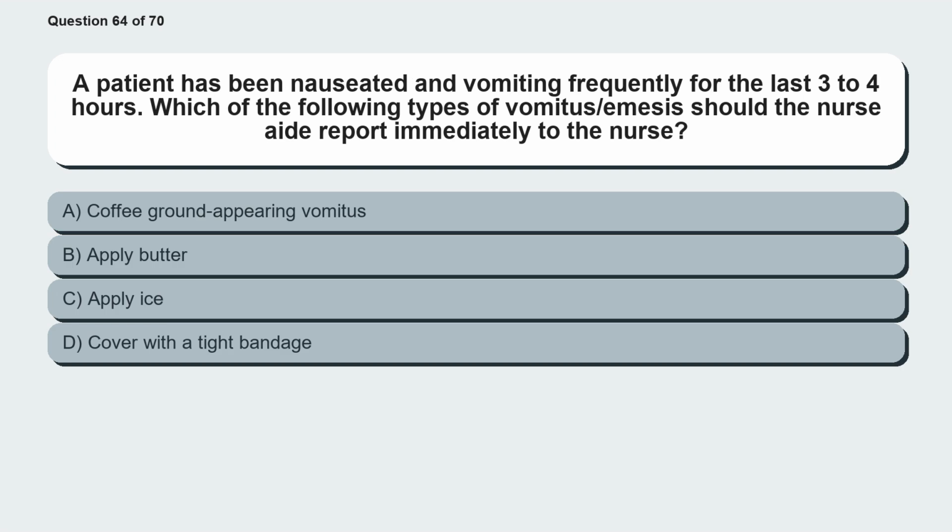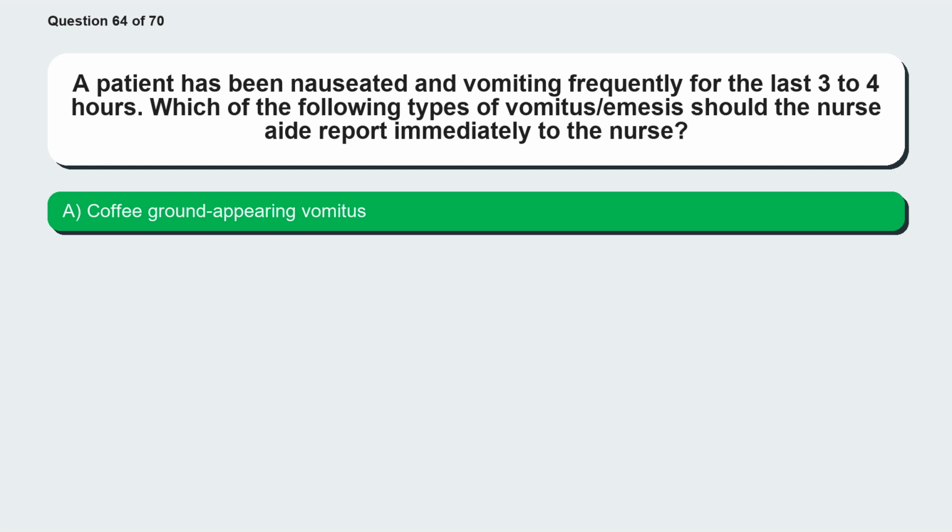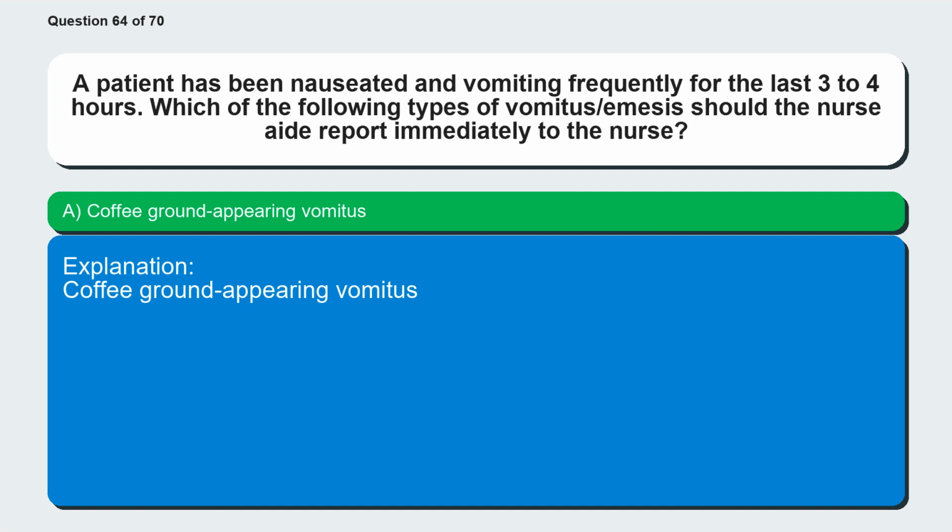Question 64. A patient has been nauseated and vomiting frequently for the last 3 to 4 hours. Which of the following types of vomitus or emesis should the nurse aide report immediately to the nurse? Option A, coffee ground appearing vomitus. Option B, apply butter. Option C, apply ice. Option D, cover with a tight bandage. The correct answer is option A, coffee ground appearing vomitus.